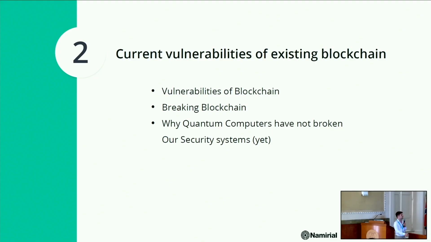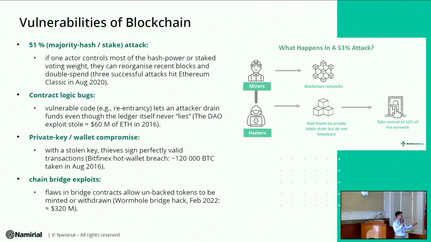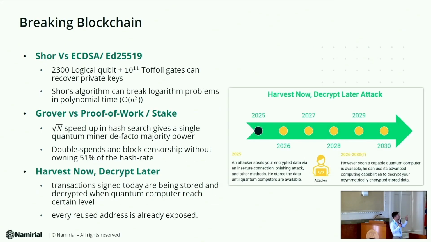How could a quantum computer break our blockchain? I understand that you already know what the current vulnerabilities of blockchain are, and we have a short amount of time, so I will not dive deep into that. There are 51% attacks, contract logic bugs, private key and wallet compromise, chain bridge exploits, etc. But the real question is how a quantum computer could break the blockchain.